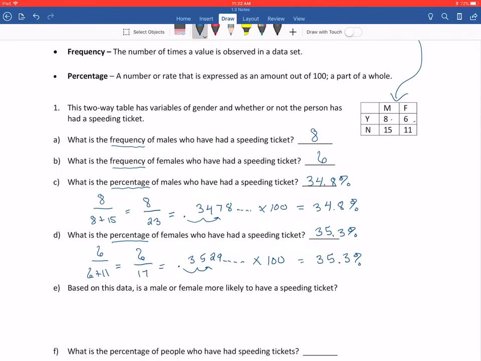So based on this data, if you have the question, is a male or a female more likely to have a speeding ticket, what would you say? Well, in this case, we'd want to go with our percentages. The females have a higher percent. So I would answer here females.